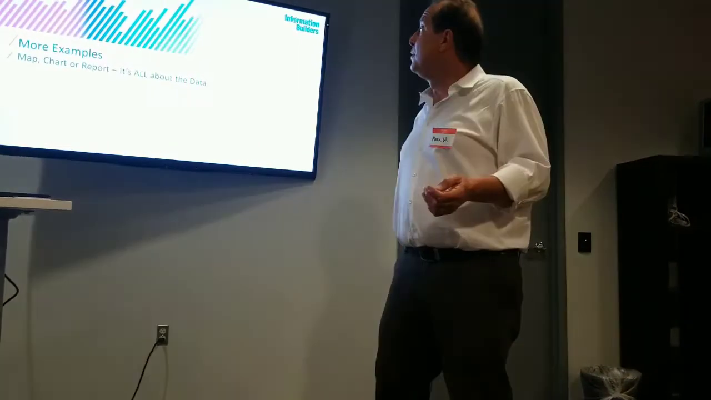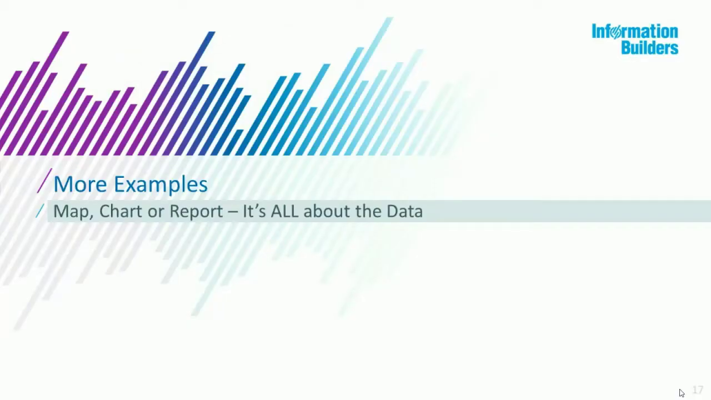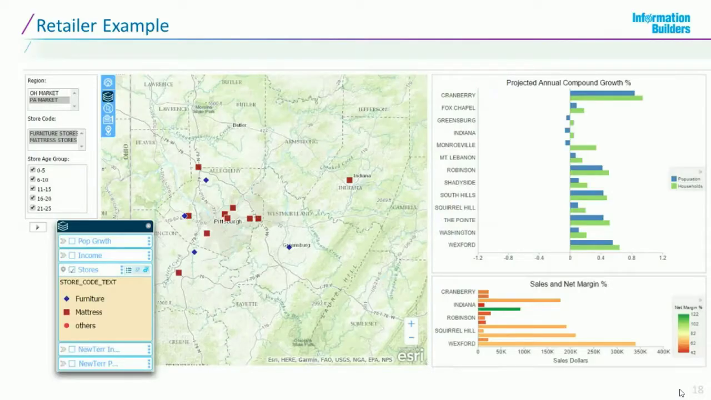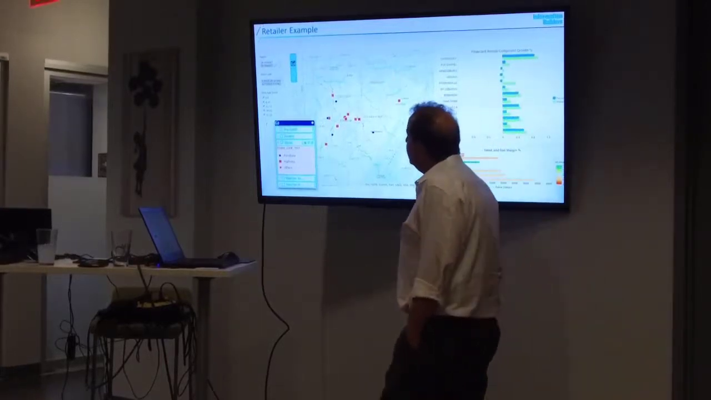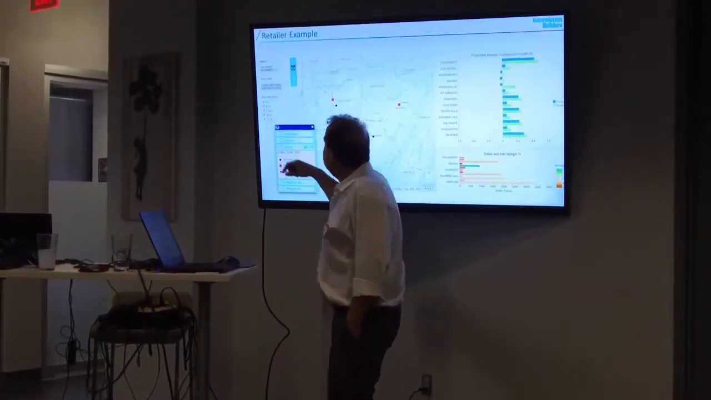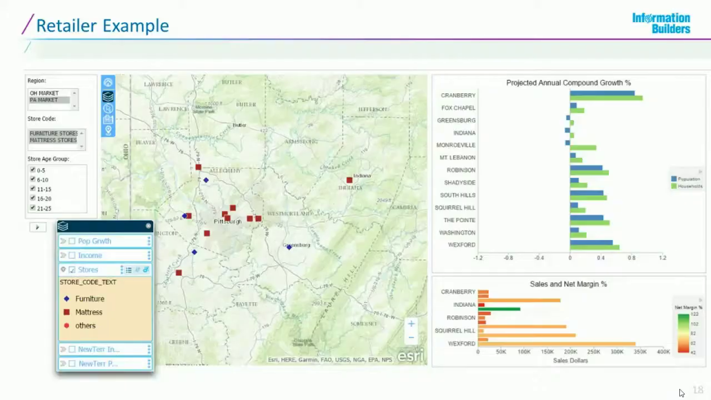Okay, here's some more examples. Just to kind of drive the point home and also show you some different ideas. This one's for a retailer in the Pittsburgh area. They've got a number of stores. Some of them sell furniture, some of them sell mattresses. We've got some rudimentary filtering going on the left-hand side. And then I've got some other information.